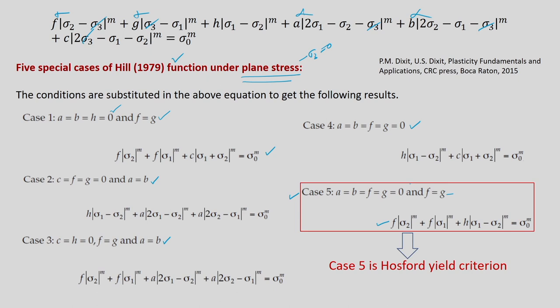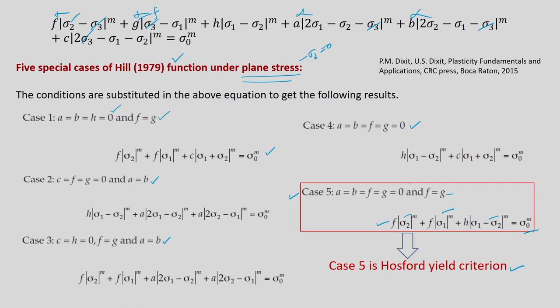Okay, so F equal to G means, where is G for me here? G is here, no? So this is going to become F. So F sigma 1 power m, then sigma 2 power m, then h into sigma 1 minus 2 power m, and sigma equal to sigma 0 power m. Okay, and this is what is generally called the Hausford yield function.